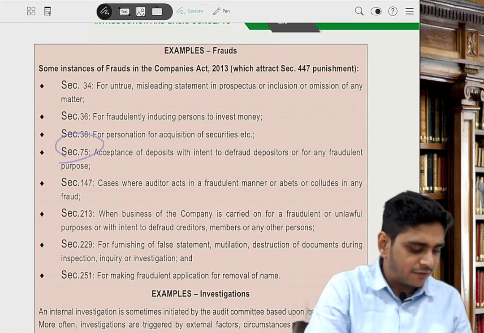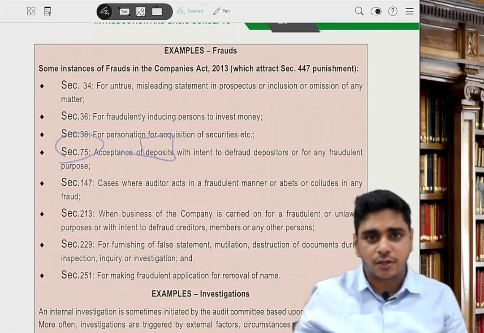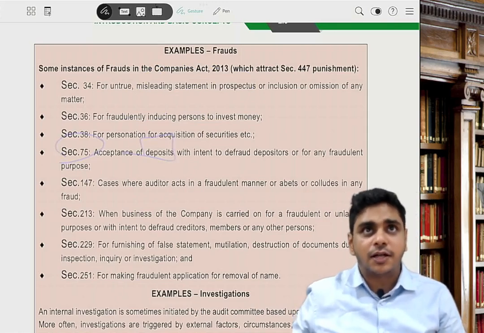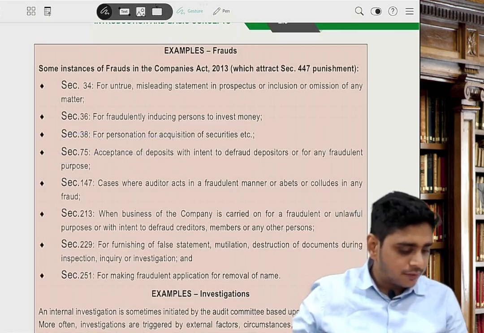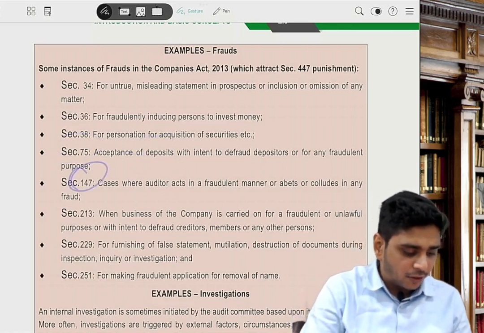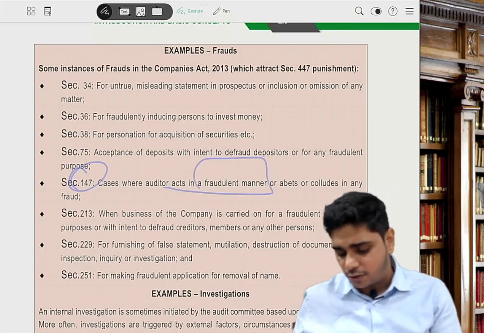Then section 75, deposit chapter, acceptance of deposit with the intent to defraud the creditors. Then section 147, where auditors acted in a fraudulent manner. This was in the auditors chapter.